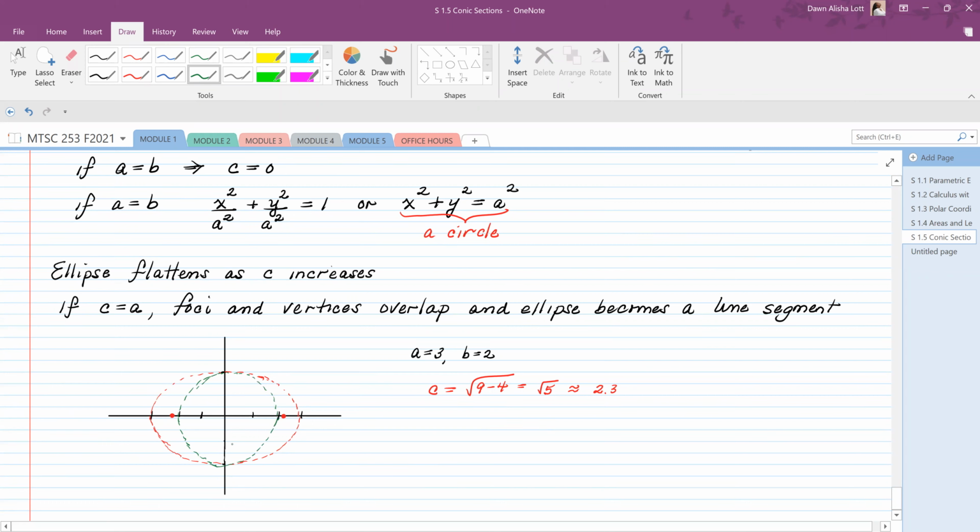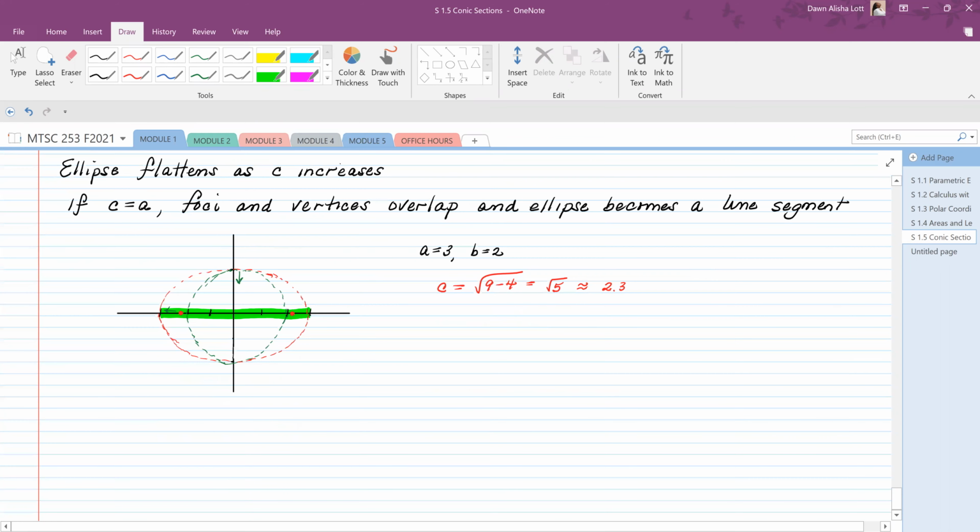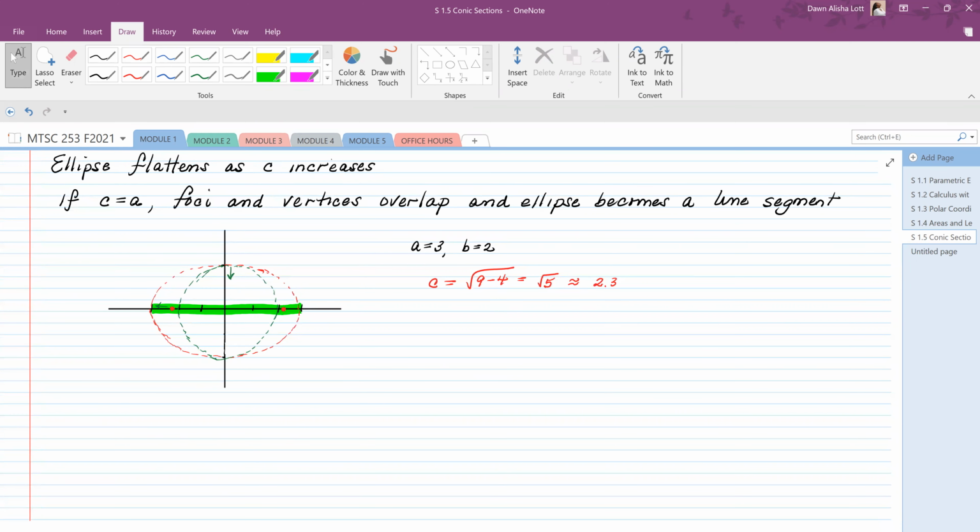But if A is equal to B, if C becomes equal to A, then it stretches out, and so this has to go in. So the further this goes out, the more this has to come in, and you end up with a line segment. Okay, so that's what I was talking about. So that makes a difference what C is in relationship to A and B.